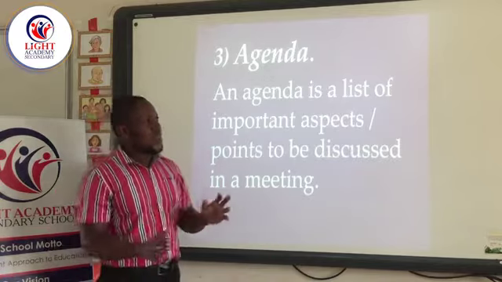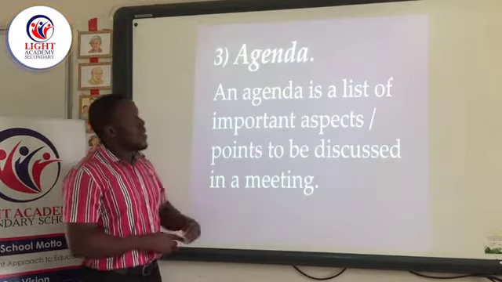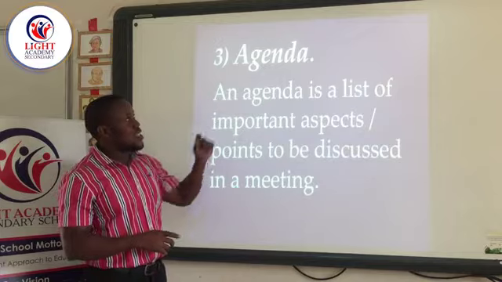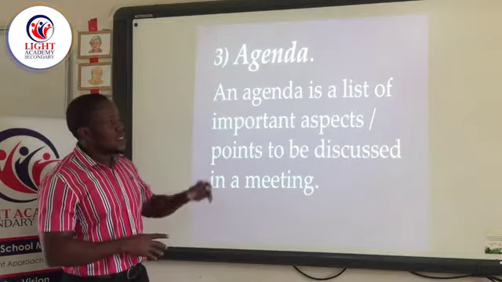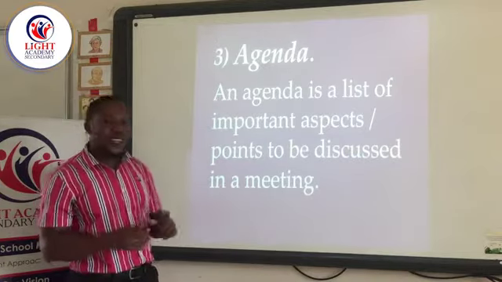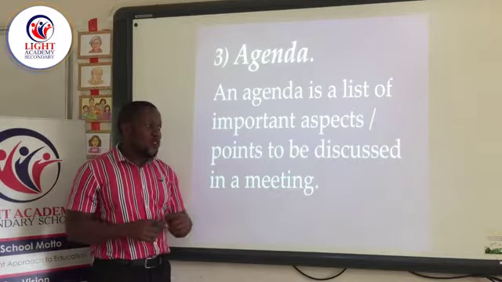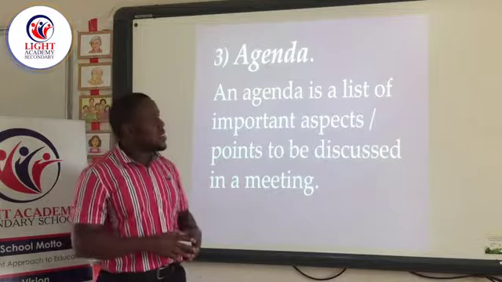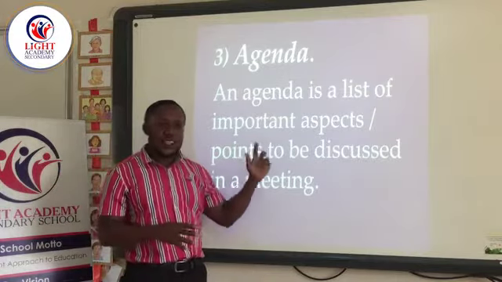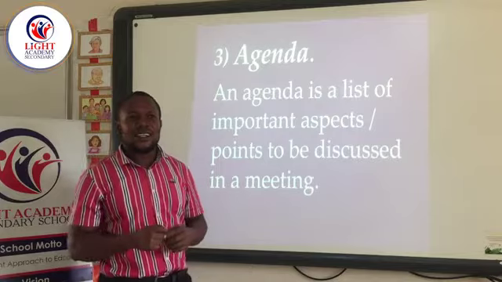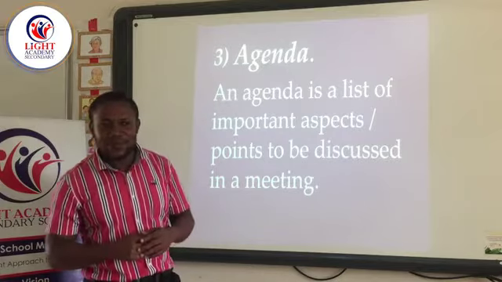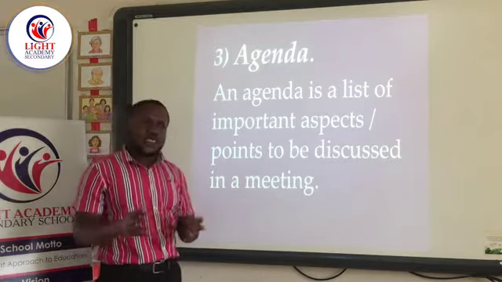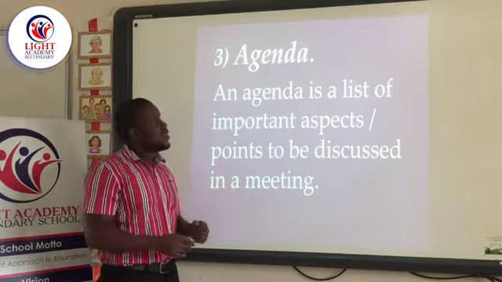So when we are done with the attendance, the next item we shall look at is agenda. And we are saying that our agenda is a list of important aspects or points to be discussed in the meeting. So for you to get the full marks, see to it that in your agenda, you must capture the 6 aspects so that you qualify for the 6 marks for content.